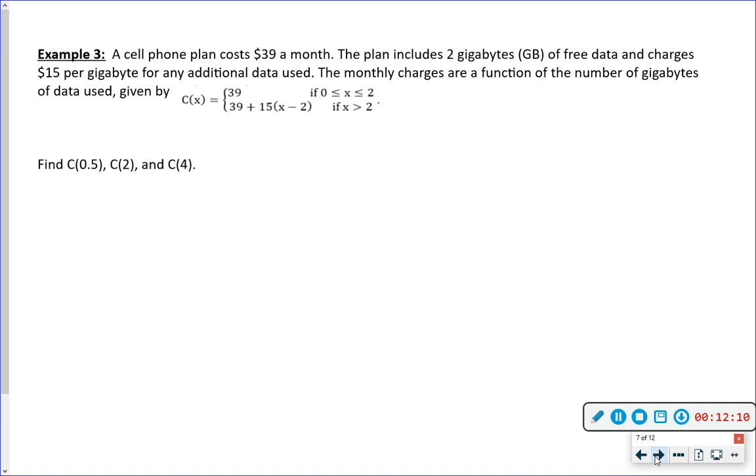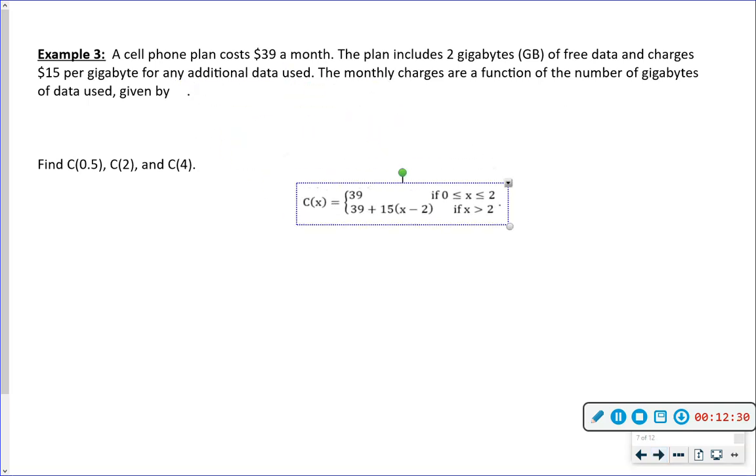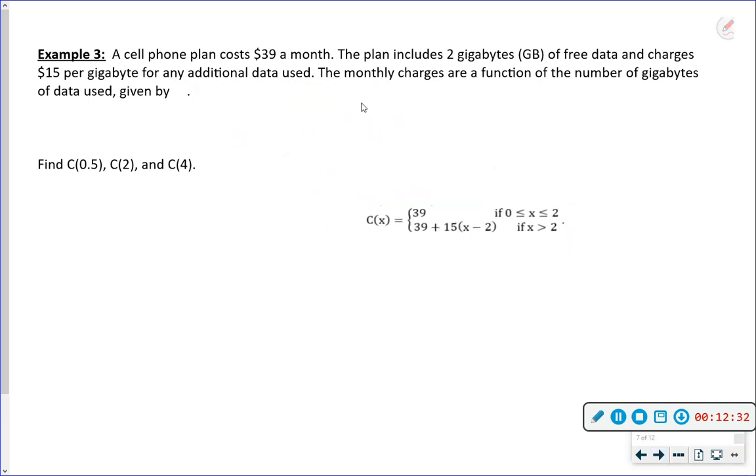So, a cell phone plan costs $39 a month. The plan includes 2 gigabytes of free data and charges $15 per gigabyte for any additional data used. The monthly charges are a function of the number of gigabytes given by that little crazy looking formula, which we're going to talk about in a second, and then they want you to evaluate those. Okay, so I'm looking at this formula, which I'm going to steal over here so I can write on it.